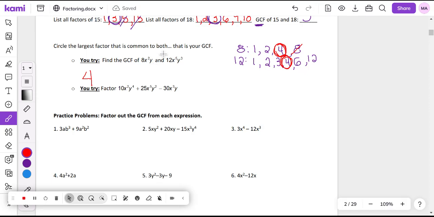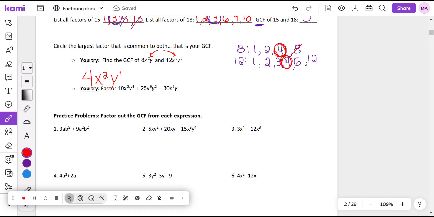When we look to the variables, we have x squared and x to the 5th. Well, I can only take x squared out of x squared. So when the variables have the common base, it'll always be the variable with the smaller exponent. So it would be x squared. And then looking at the y's, I have y to the 1st and y to the 3rd. So again, I have to go with the lowest exponent, which is y to the 1st.